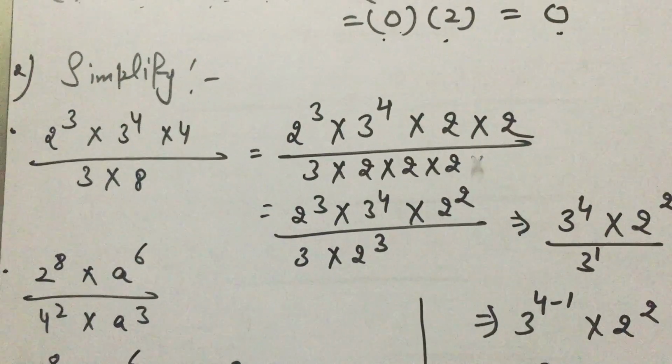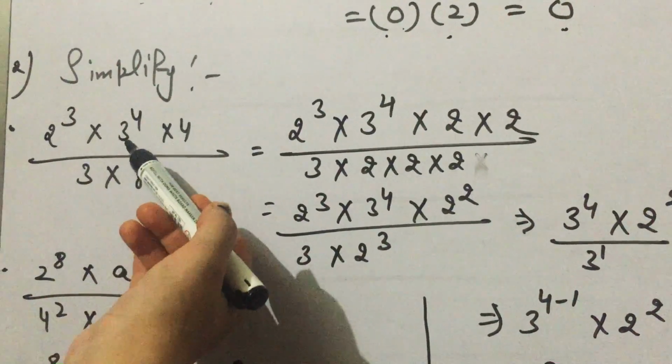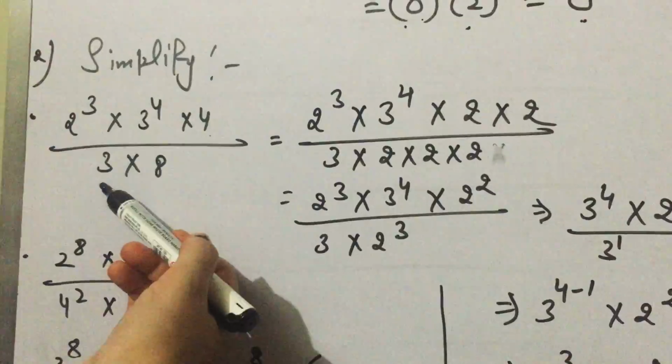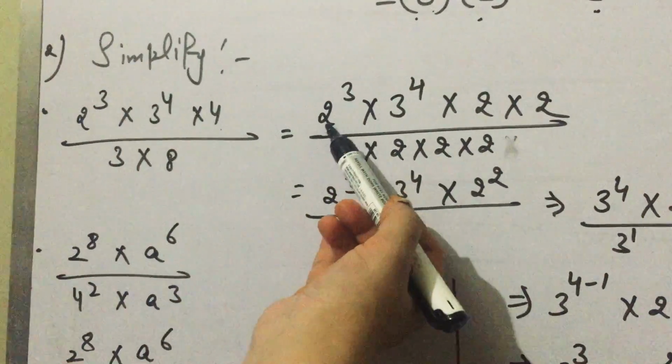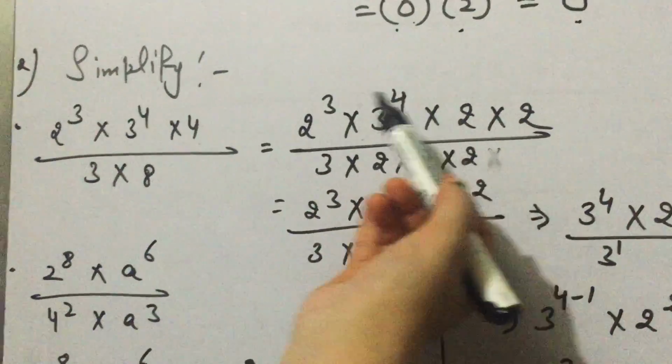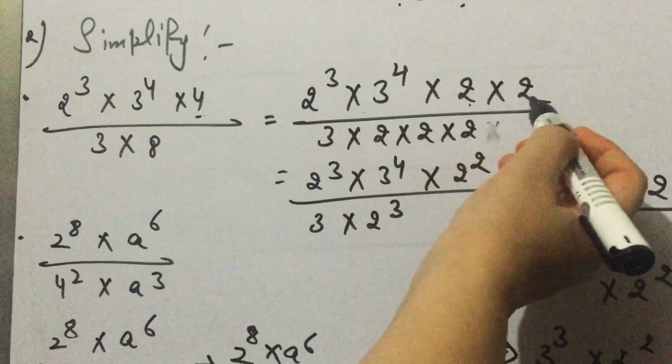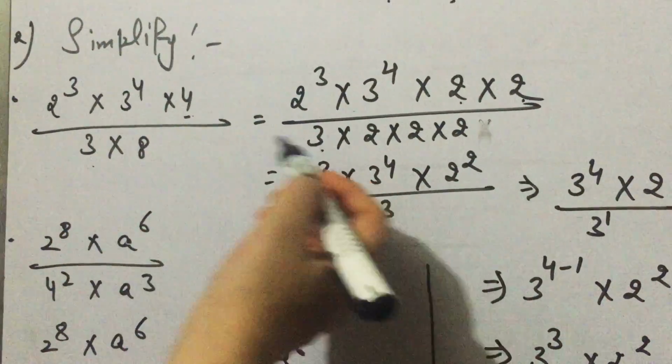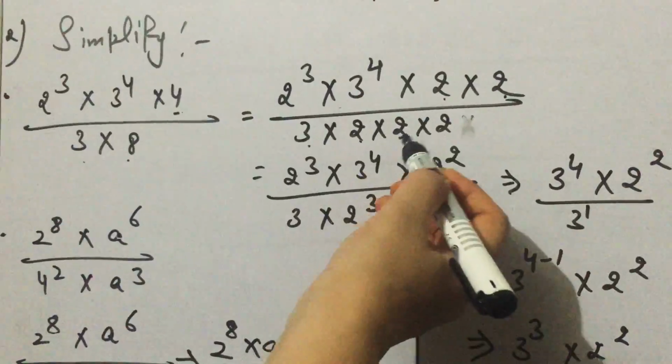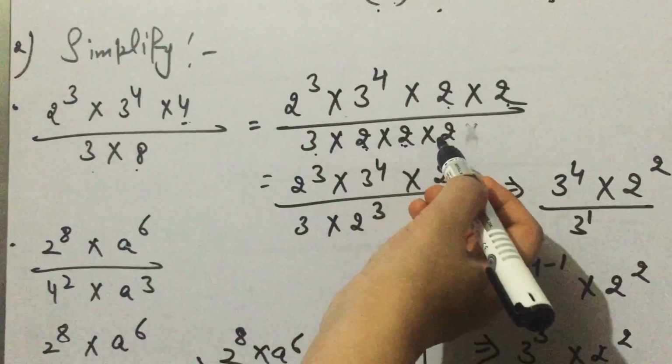Next question, simplify 2 raised to power 3 times 3 raised to power 4 times 4 upon 3 times 8. 2 raised to power 3 times 3 raised to power 4. 4 we can write as 2 times 2. 3 is as it is. 8 we can write as 2 times 2 times 2.